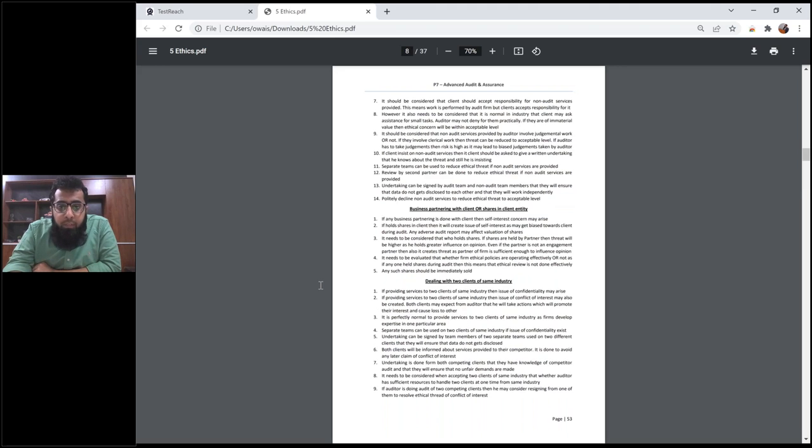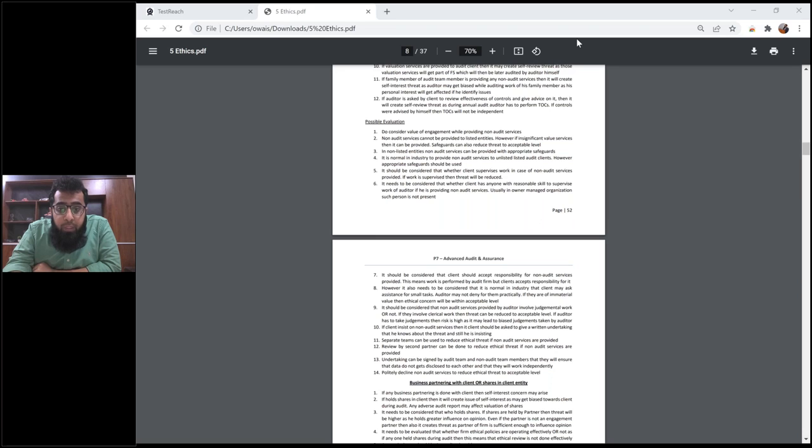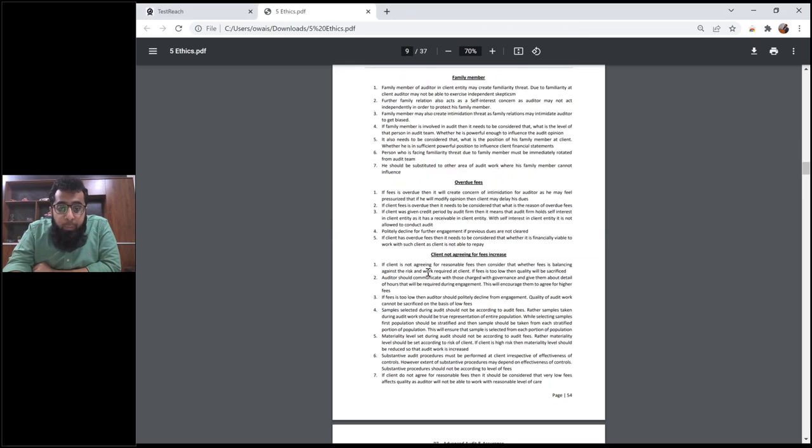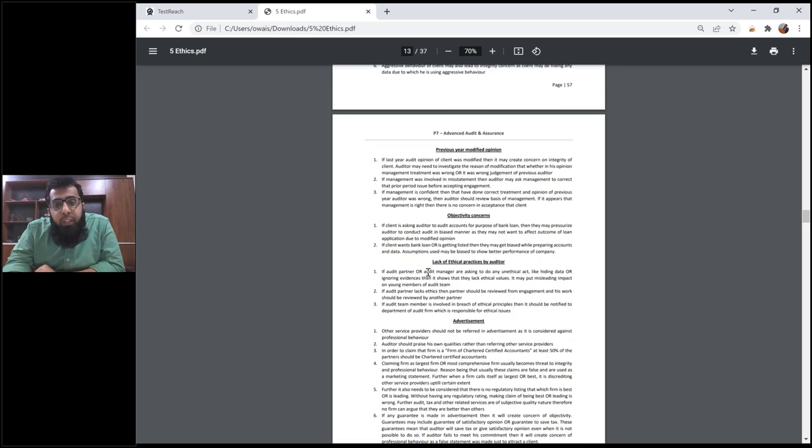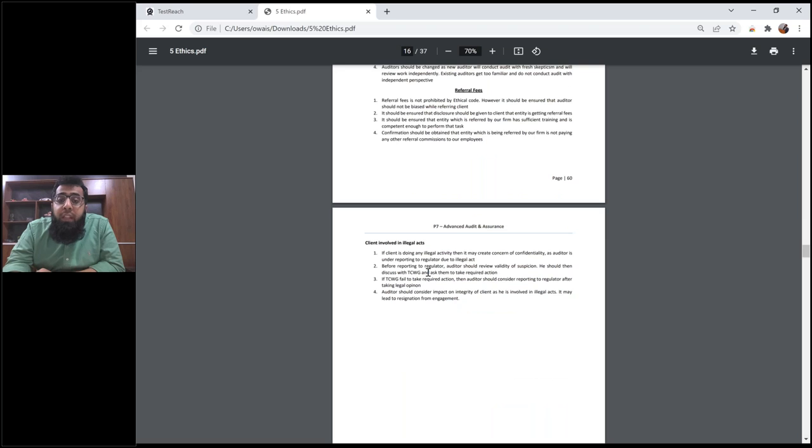Now, the first issue which is covered in my handout is non-audit service issue, business partnering, dealing with two clients, family member, client not agreeing, client exception, resignation, bank loan negotiation, threat of client, deadline issue, lowballing, gift and hospitality, less intrusive, general integrity issues, previous year modified opinion, objectivity concerns, advertisement, offshoring, cross-selling, fees, long association, referral fees. Now see, in this handout particularly, we don't have this issue covered in which we are giving advisory to our client.